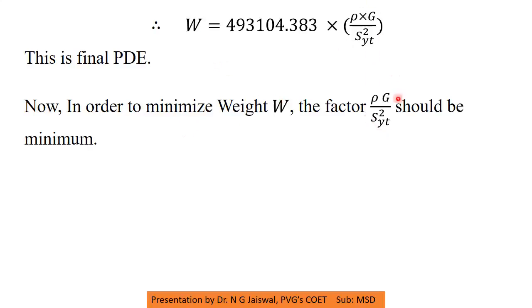Now, in order to minimize the weight, the factor rho G by SYT square should be minimum, because the rest is a constant term. Any material which gives this factor as minimum, that material will give W as minimum.